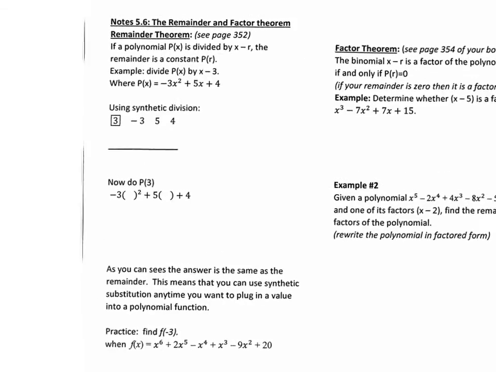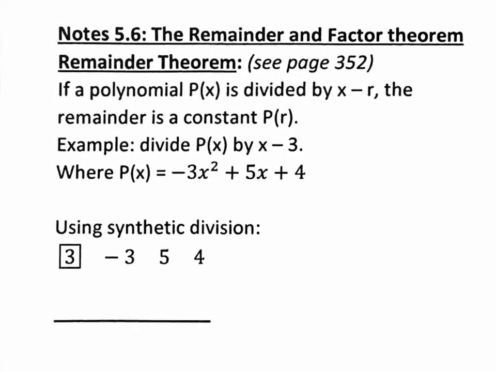So the second half of chapter 5 is all about solving higher degree polynomial equations. And how do we do that? We factor it. We usually factor by making it look like a standard quadratic equation, and then we factor using factoring methods. Today we're going to learn about the remainder theorem and the factor theorem.